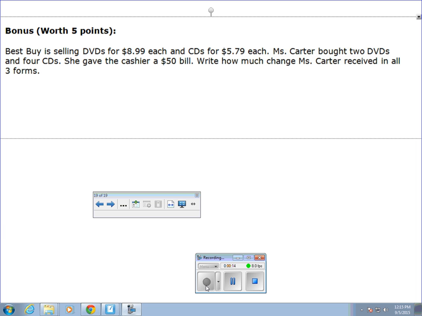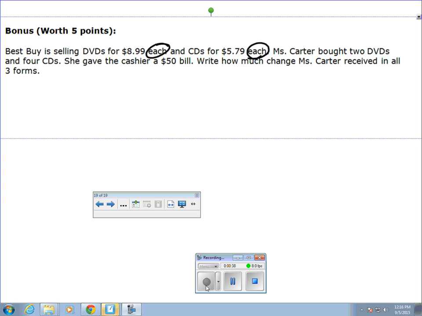Best Buy is selling DVDs for $8.99 each, and CDs for $5.79 each. Miss Carter bought 2 DVDs and 4 CDs. She gave the cashier a $50 bill. Write how much change Miss Carter received in all 3 forms.